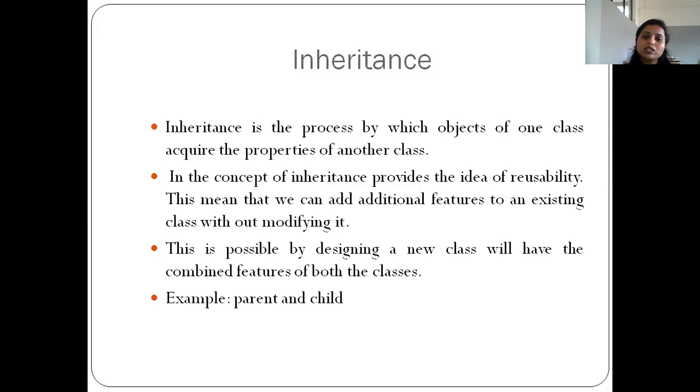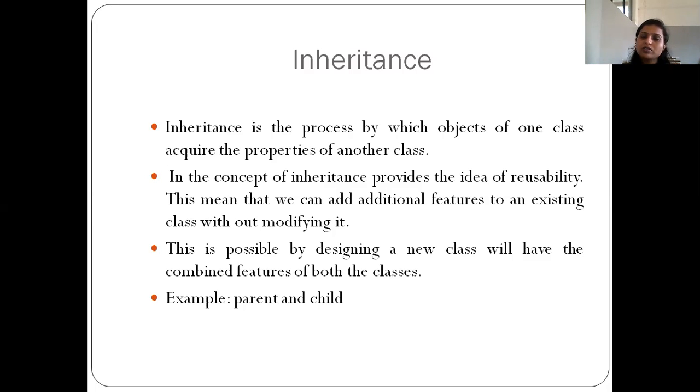Next, this is possible by designing a new class that will have the combined features of both classes. If I develop a new class, it is a combination of the two and takes information from that class. An example is parent and child. A child can take some properties from its parents, right? That is the hierarchy. The best example for inheritance is parent and child. I hope you have understood what inheritance means.